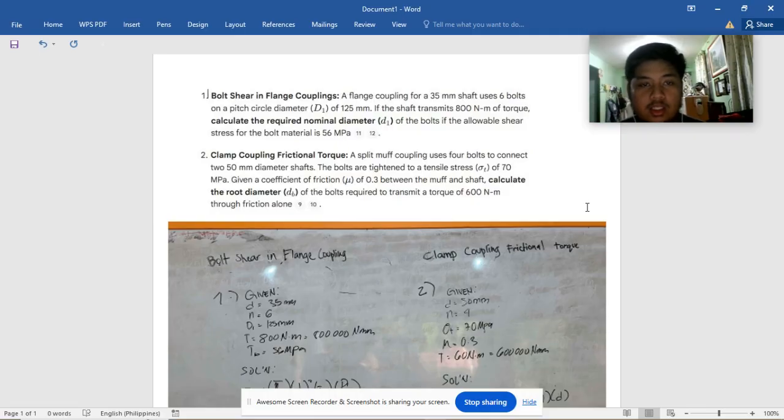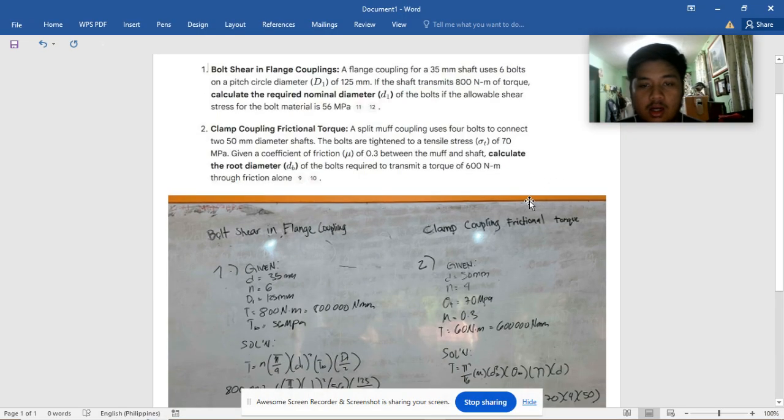The question is: a flange coupling for a 35 millimeter shaft uses 6 bolts on a pitch circle diameter of 125 millimeter. If the shaft transmits 800 Newton meter of torque, calculate the required nominal diameter of bolts if the allowed shear stress for the bolt material is 56 MPa.